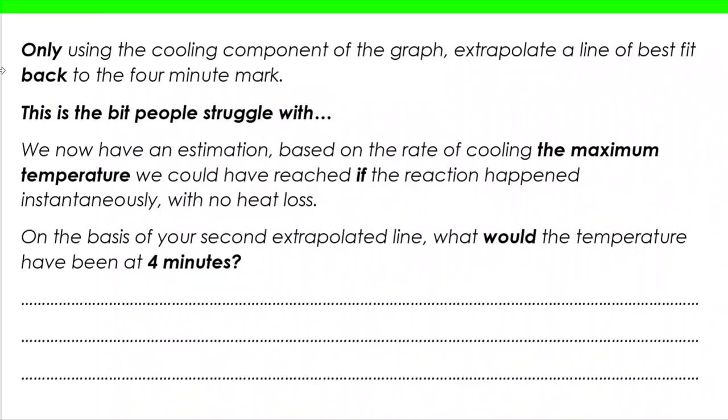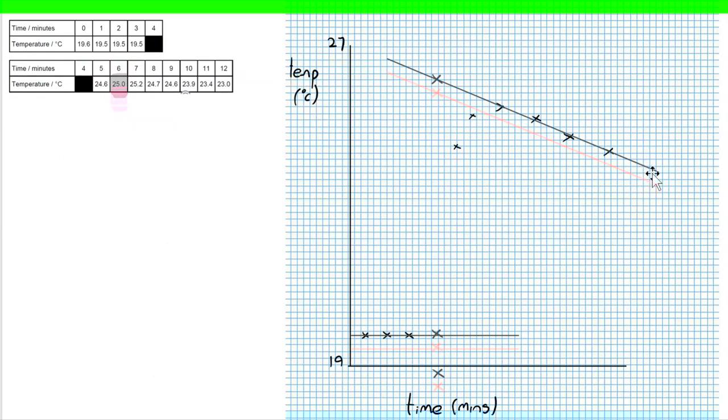Now, we are making an assumption here, but what we can say is that if we know the temperature is cooling at this rate, it's likely to have been cooling at that rate before. So we can now speculate and assume that had the entirety of the reactant reacted instantaneously, that is the maximum temperature that we would have reached. Now at that point, you can calculate your delta T.